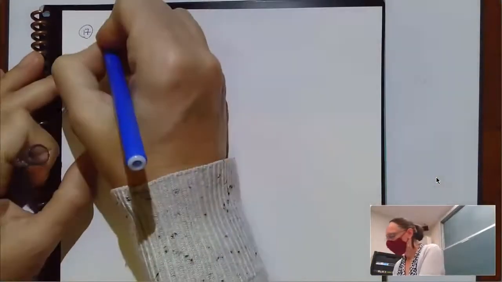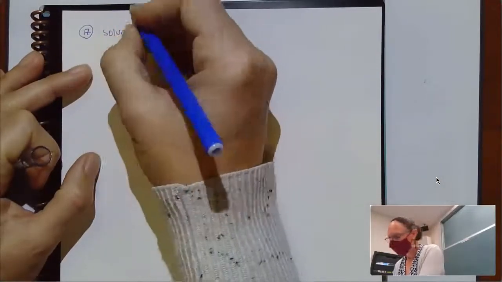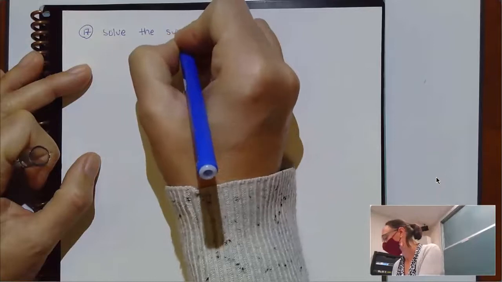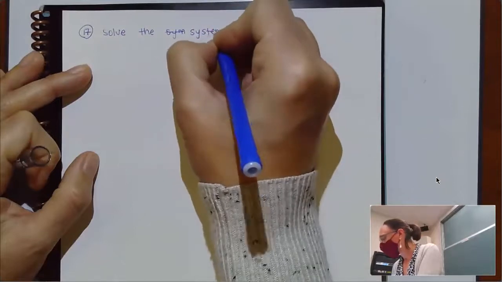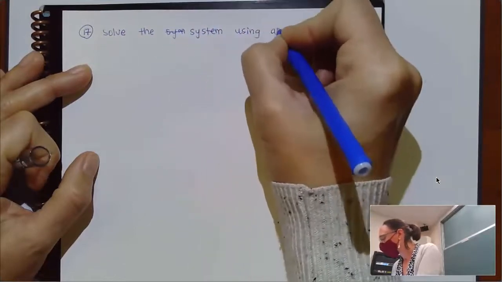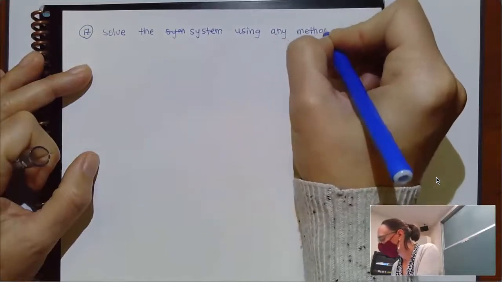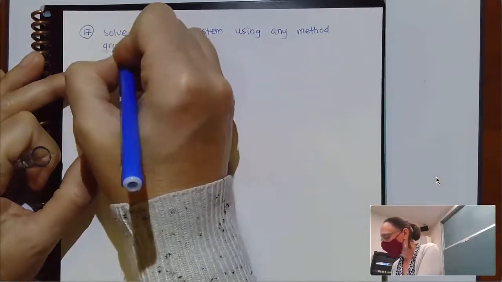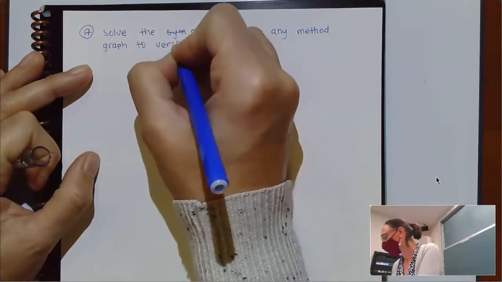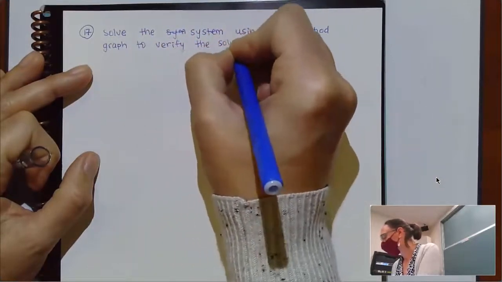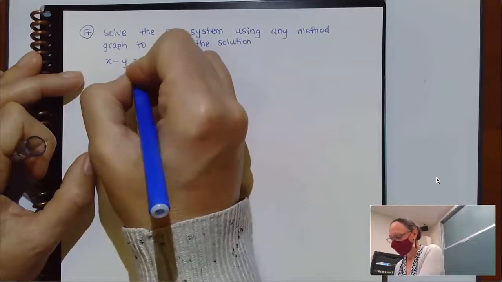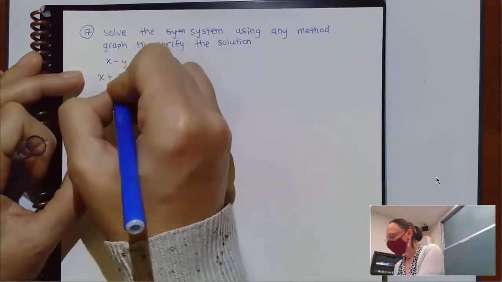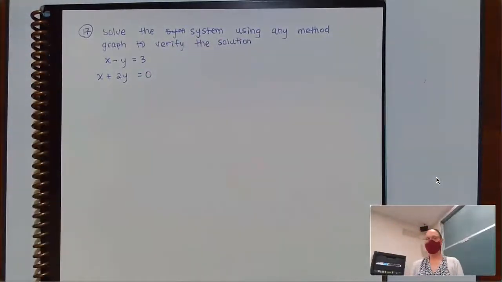Problem 17 asks us to solve the system using any method, and then graph to verify the solution. So I've got x minus y is equal to 3, x plus 2y is equal to 0.